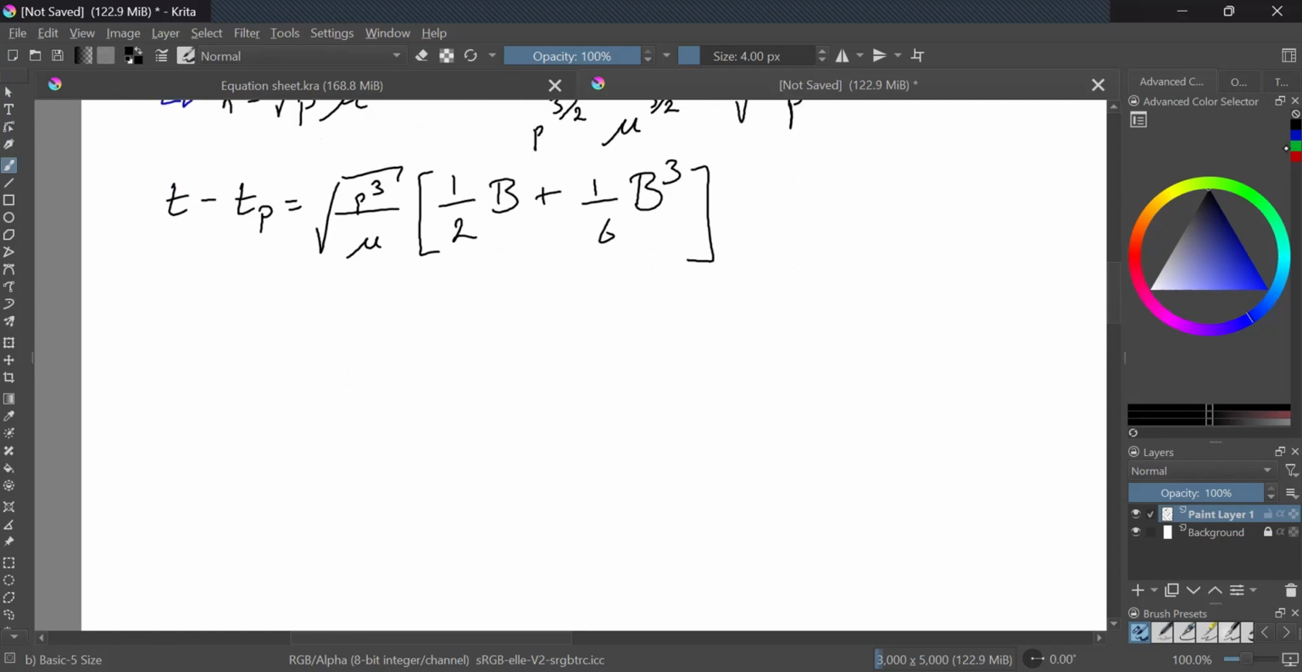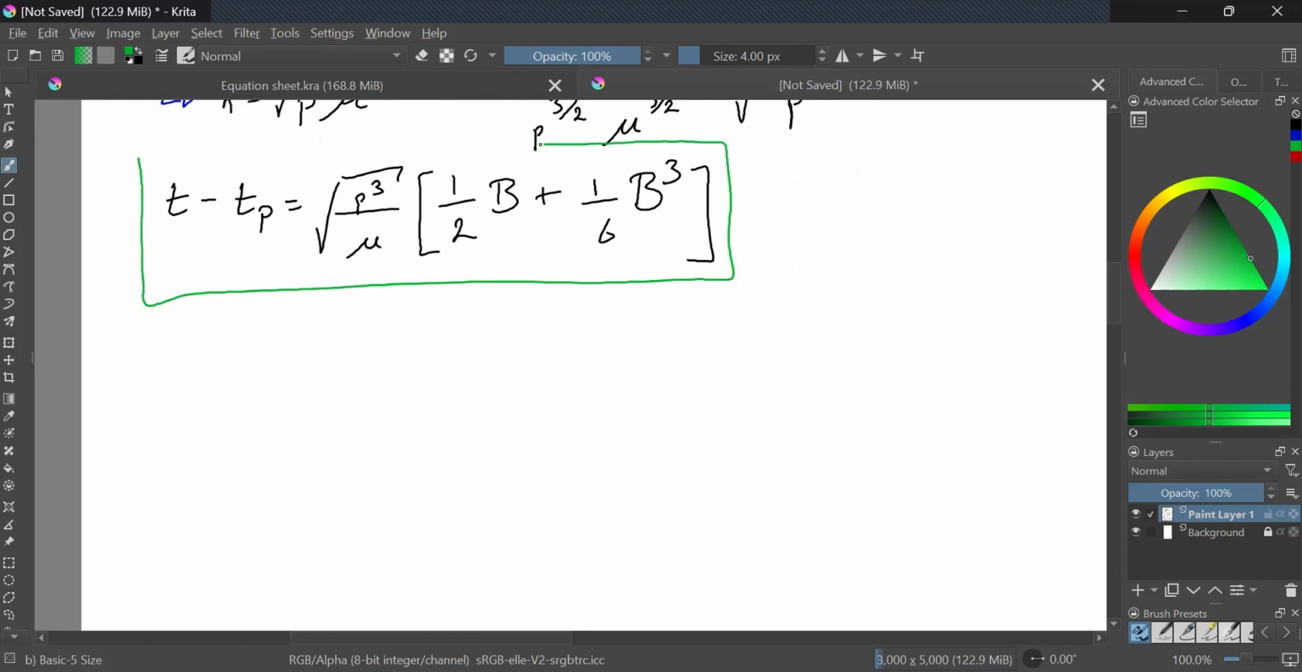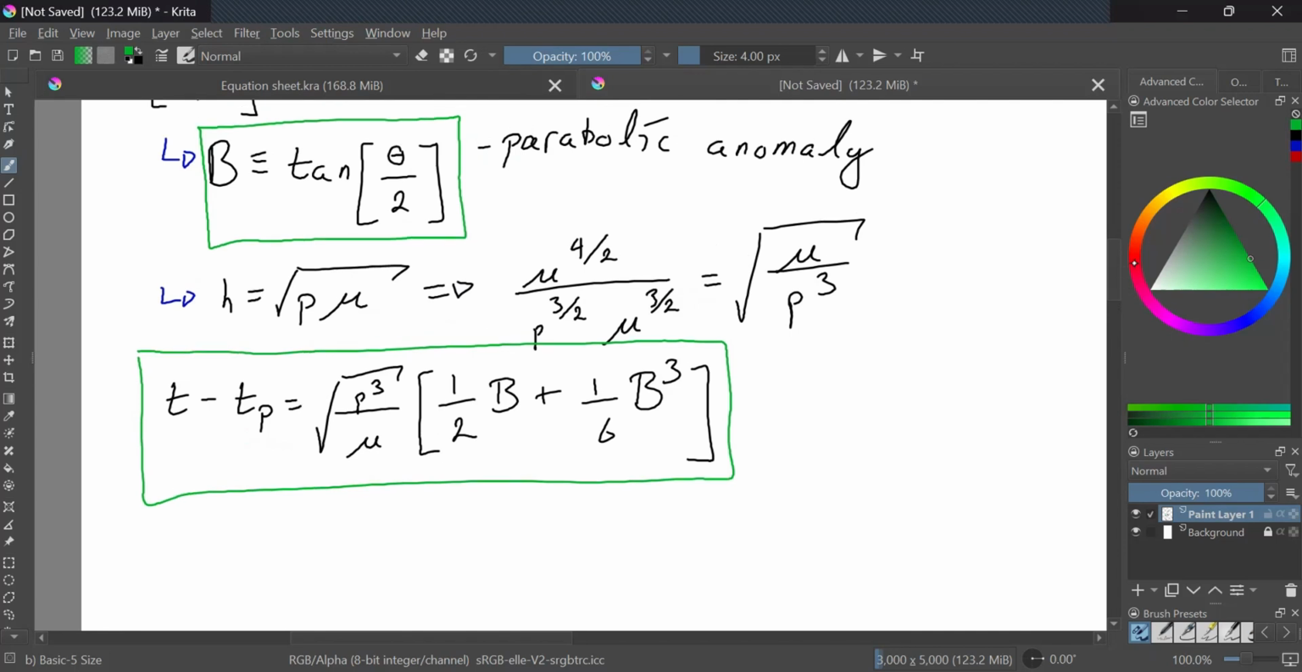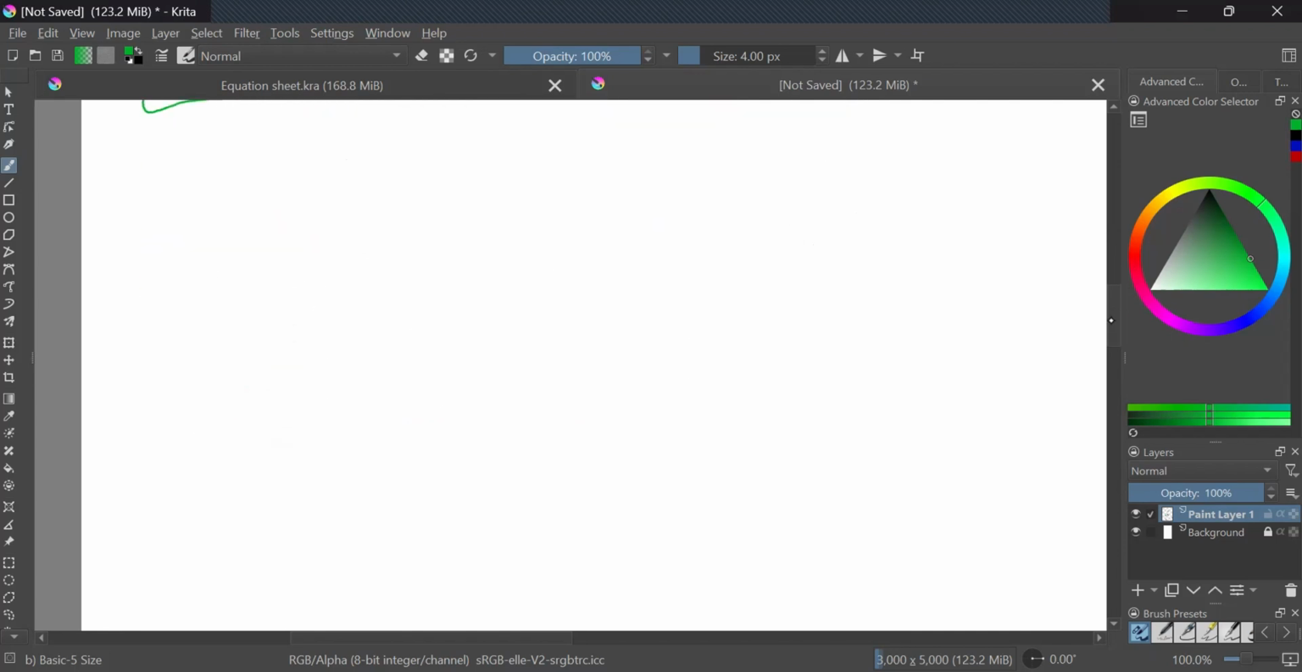And that is actually the final expression that we care about. So now we have our time of flight equations for parabolas. Wasn't too bad. But now, let's test it so that we can get a better understanding of just what's going on with it.